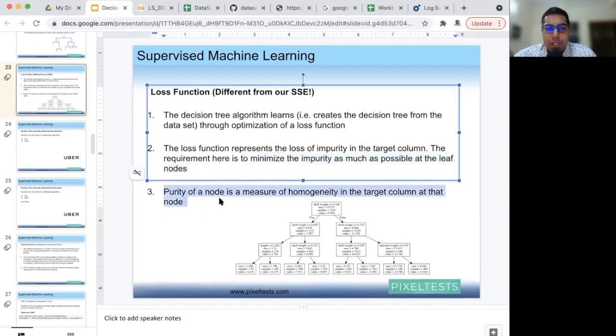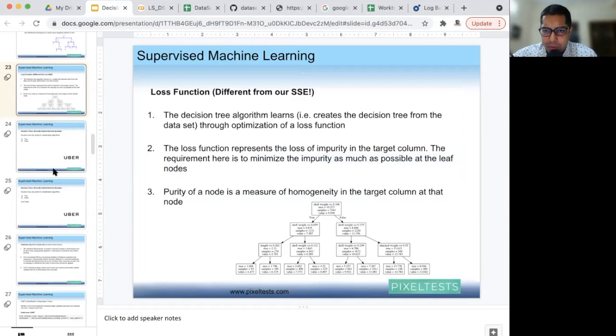Now, purity of a node is the measure of the homogeneity in the target column. That comes evidently from what we have worked on, right? Now, this is how a tree looks like. We are going to look at this a lot more closely in our Jupyter Colab notebook.